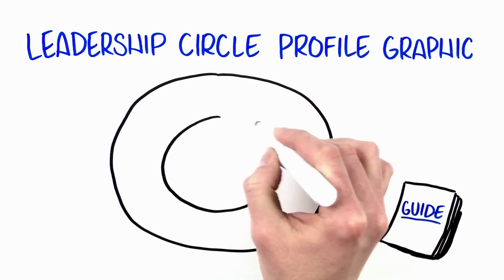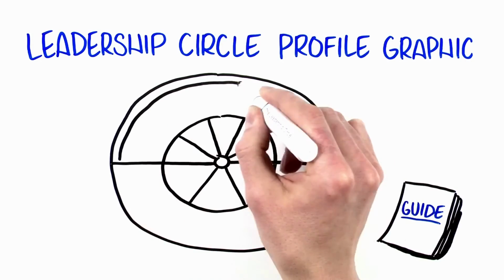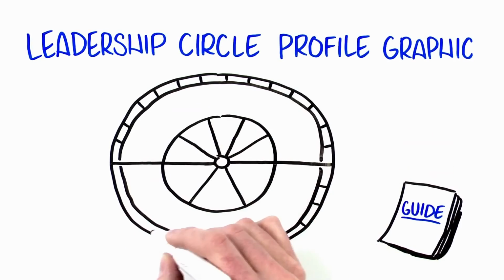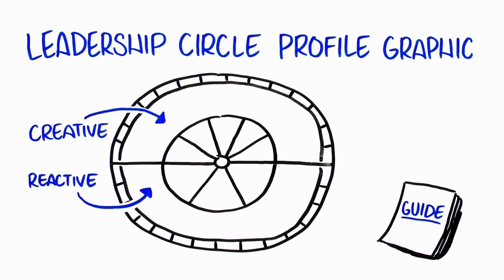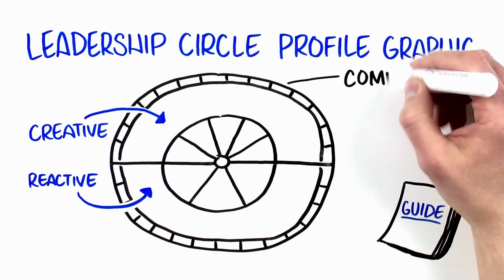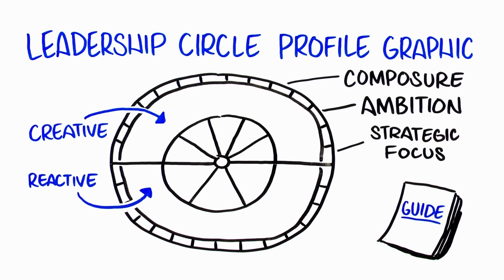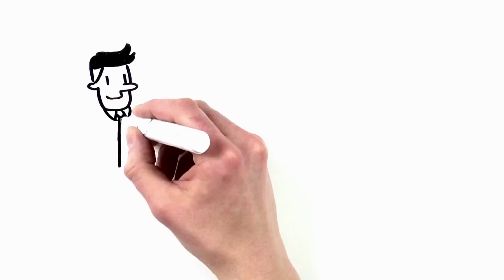As complicated as it might look, it's really quite simple. Each half of the circle corresponds to either creative leadership competencies or reactive leadership styles. Around the outside of the circle, there are 29 dimensions measured by the LCP. For instance, composure, ambition, or strategic focus. And in the core of the circle are 8 summary scores for the outer circle dimensions. Just like a color wheel, dimensions on opposite sides of the circle tend to be opposing behavior patterns. That's all there is to it.